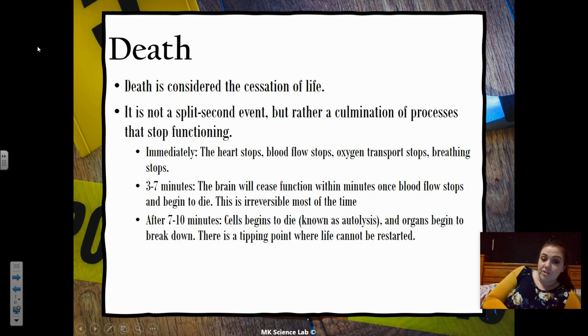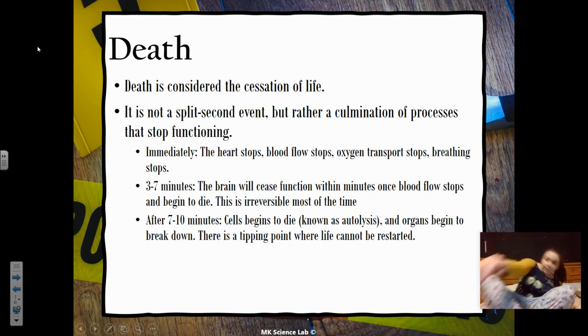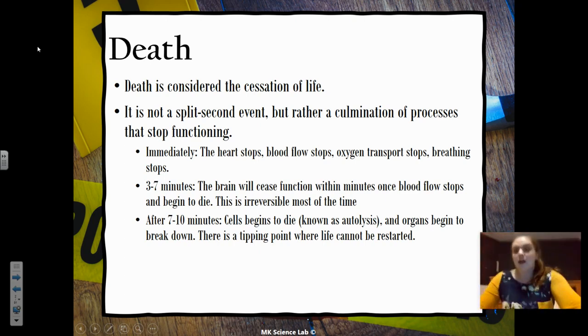So death is considered the cessation of life, so basically the end of life. It is not a split-second event, but rather a culmination of processes that stop functioning. Immediately, the heart stops, blood flow stops, oxygen transport stops, and then breathing stops. When we see those things, we say that someone has died.